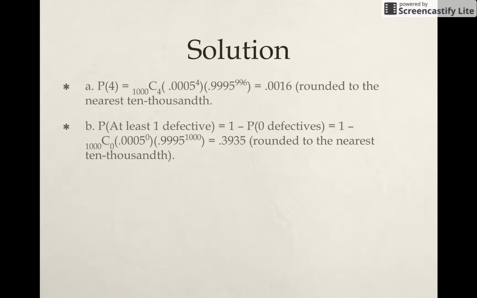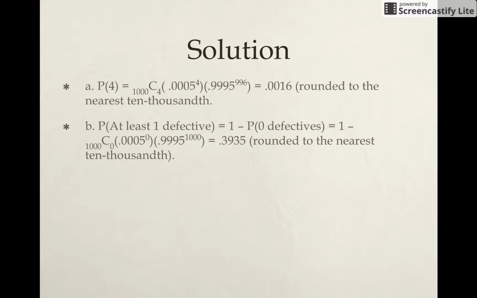So in part A, when we're finding the probability of exactly 4 successes, we would do 1,000 trials choose 4 successes multiplied by the probability of a success. In this case, I'm using that language, success, but we're really talking about defectives here. So the probability of a defective raised to the 4th power, multiplied by the probability of not getting a defective, which is 0.9995, raised to the 996th power.